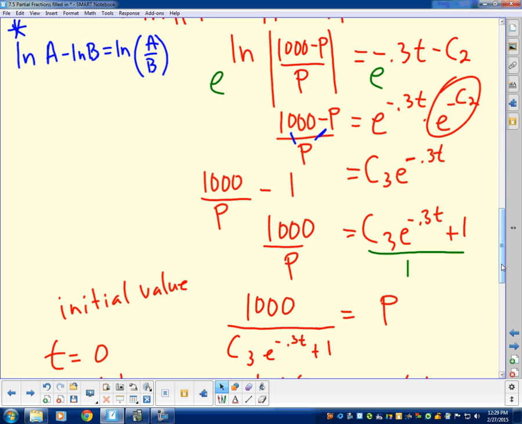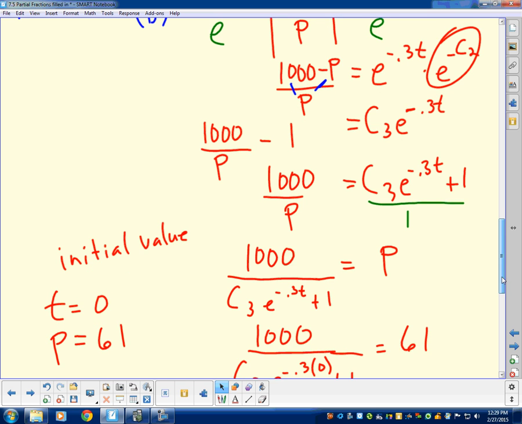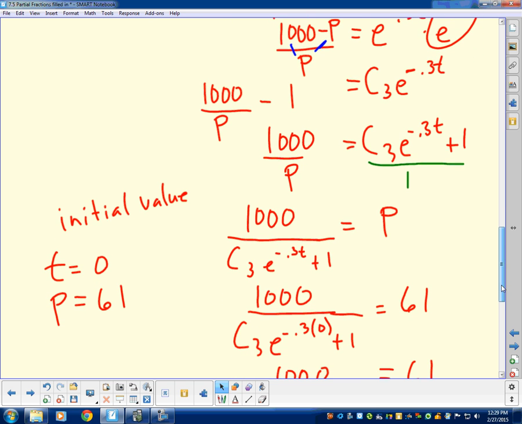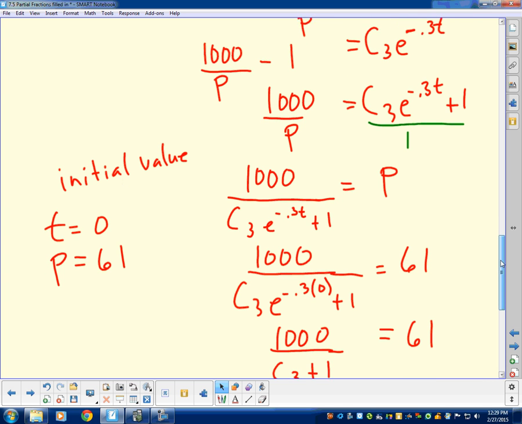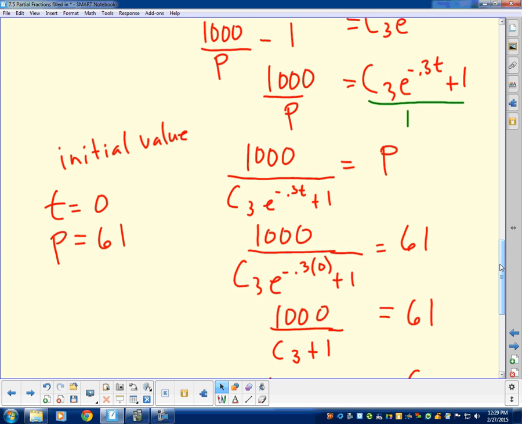I don't remember what was the initial number of moose that we airlifted to the island? 75 was that when it was the greatest? 61. Okay. So I probably have it written down here. There it is. T equals 0, P equals 61. So I plug in 61 for P, 0 for t, meaning this entire bottom section will become c sub 3 plus 1. So I plug in 0 for t, 61 for P, and then I've got to solve for c sub 3.